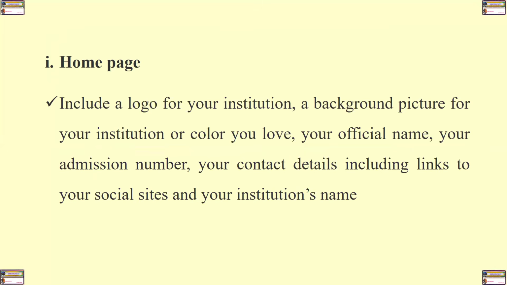Here, you need to include elements that identify who you are and your institution. And for this case, we are going to include a logo for our institution, a background picture for your institution or a color that you love. Include your official name, your admission number, your contact details, including links to your social sites and your institution's name.